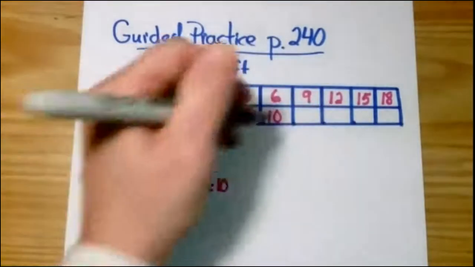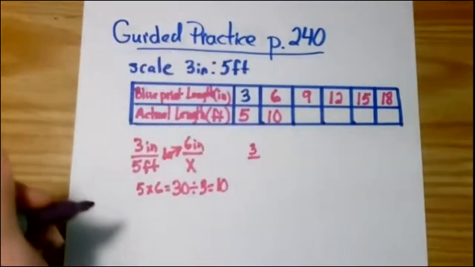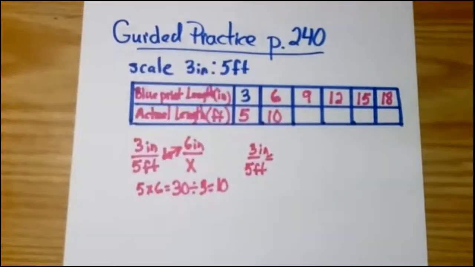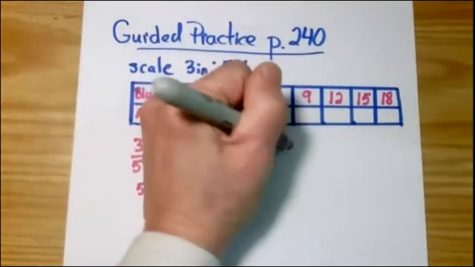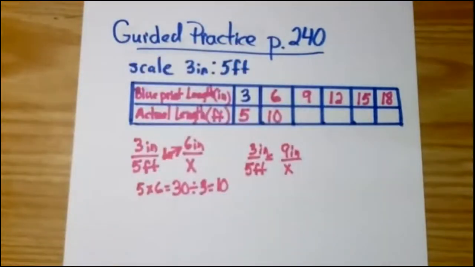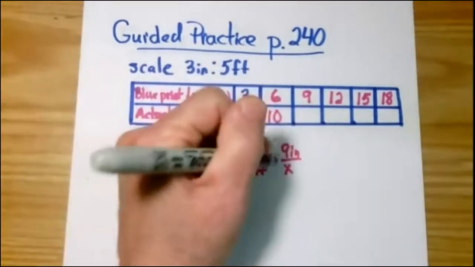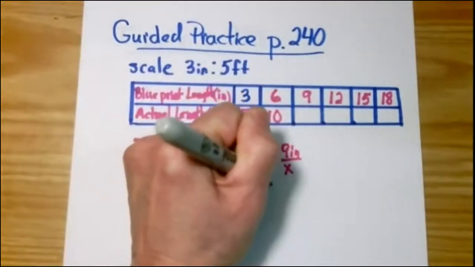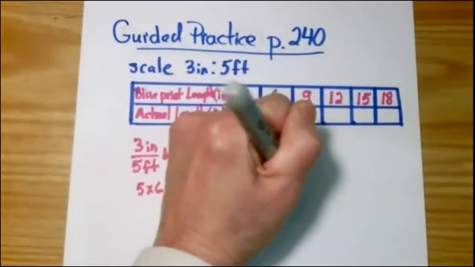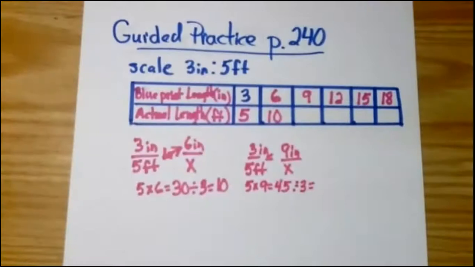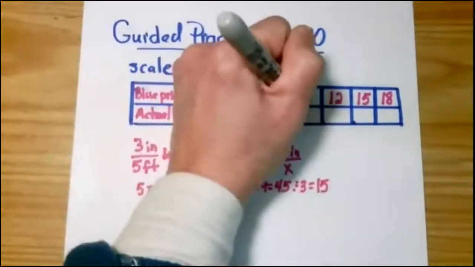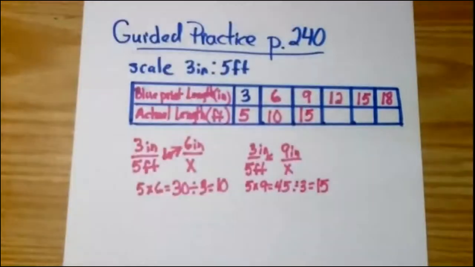Now we have 9. So we have 3 inches to 5 feet is equal to 9 inches to x feet. Cross multiply what we know. 5 times 9 is 45. Divide by the 3. 45 divided by 3 is 15. So that's the number that goes up here.